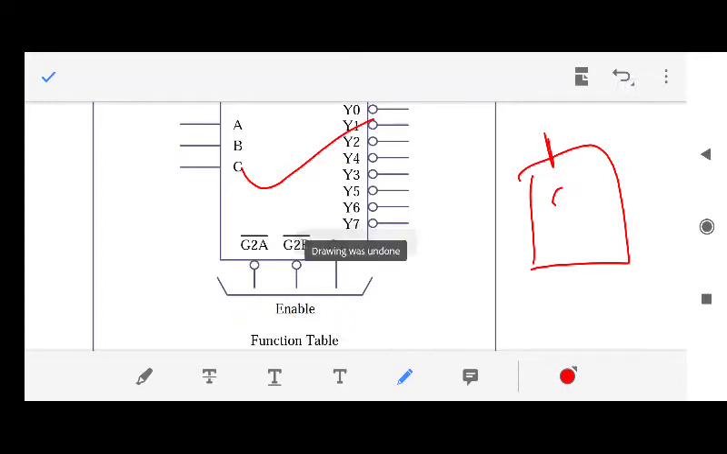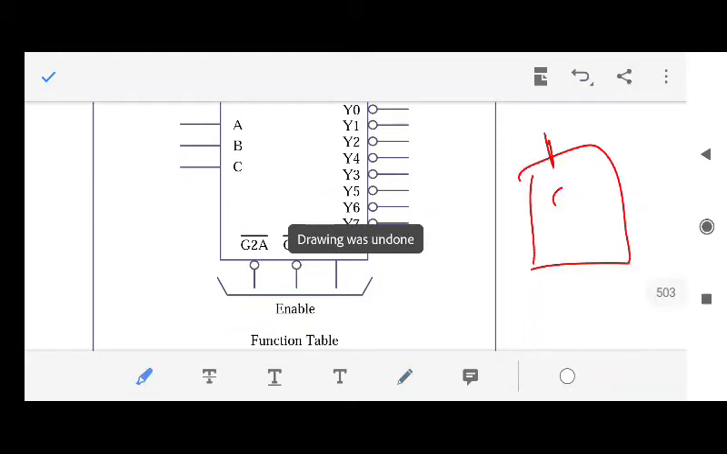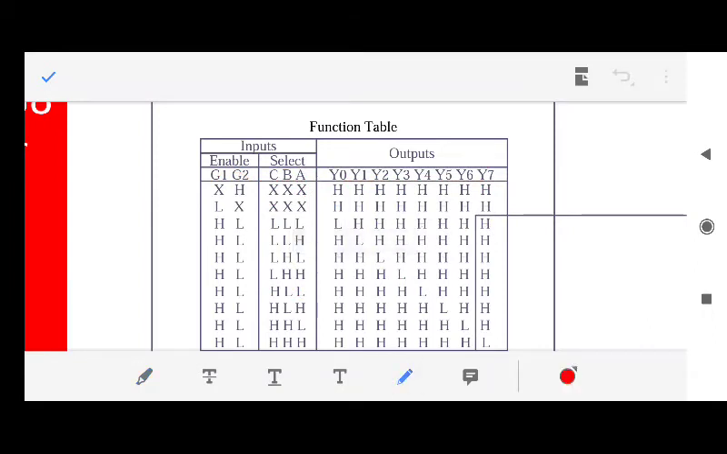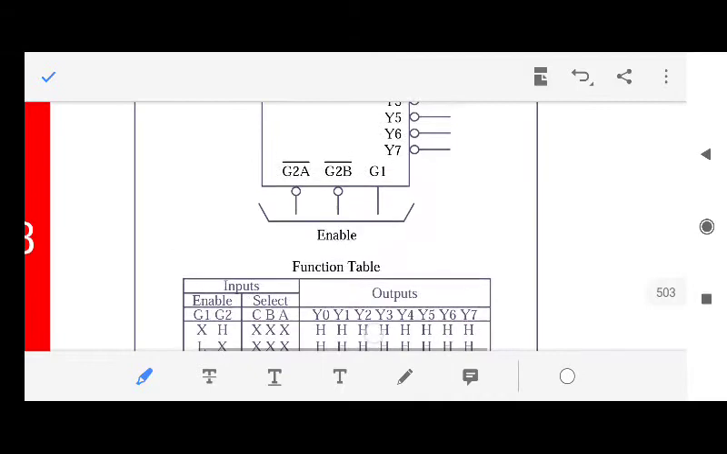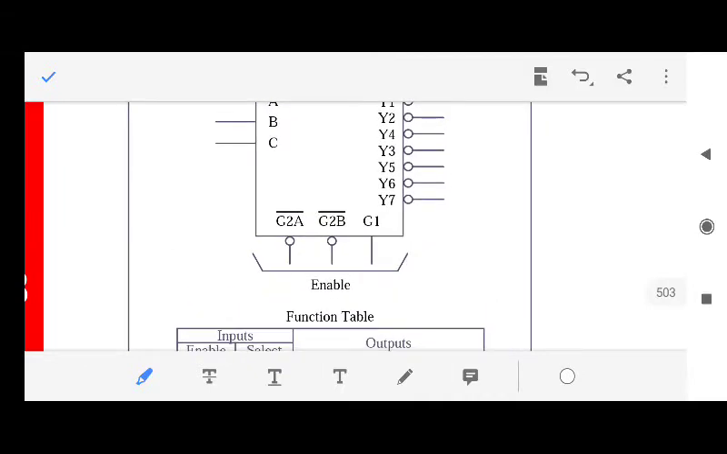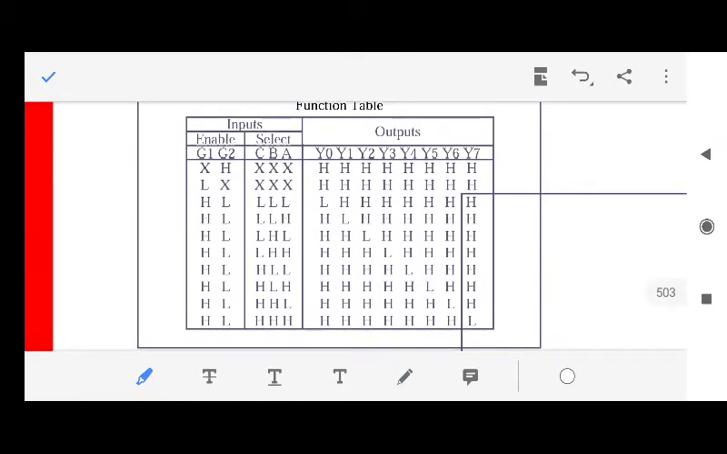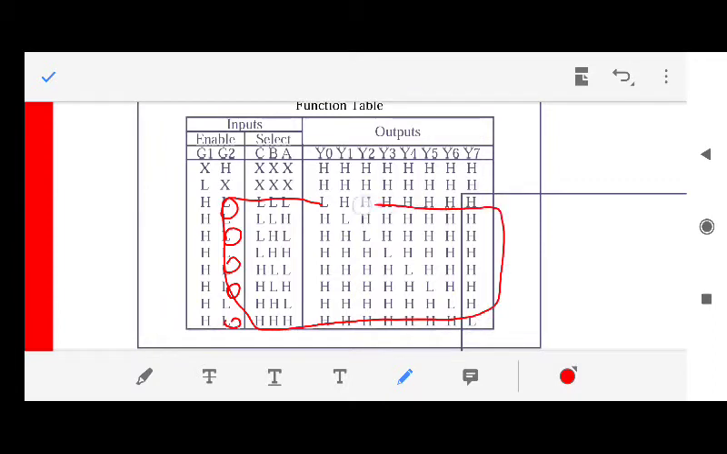Fine, so the same thing is given in the table. Let's see. Our requirement was that G2, which is combinedly known as G2, should be 0 and G1 should be 1, and only then will it enable. Let's see the table. G2 should be 0, so whenever G2 is 0, L means 0, the operation is done. That means the decoder is enabled.